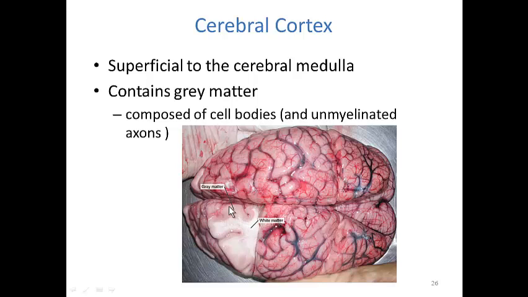The gray matter is gray because it contains cell bodies which are darker and denser than axons. There might be some unmyelinated axons in here. The white matter was white because it contained a lot of fat around the outside of the axons, and fats tend to be white.